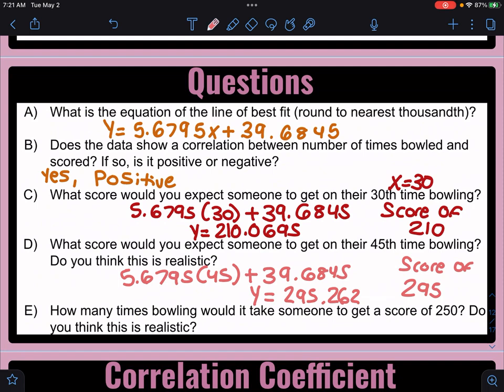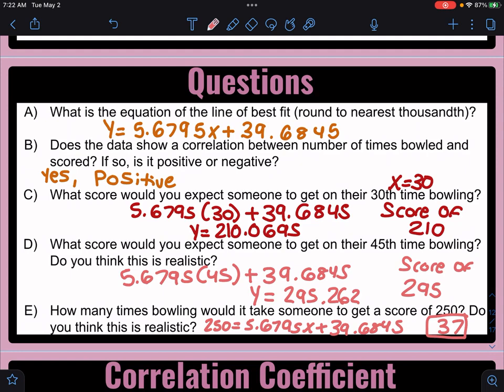Alright, now it says, how many times would it take someone to get a score of 250? Well, let's see. We're going to make 250 equal to 5.6795x plus 39.6845. I'm not going to be able to show all my work here, but I'm going to subtract 39.6845, and then I'm going to divide by 5.6795. And I would get 37. Is that realistic? Yeah, it's realistic for somebody to bowl 37 times. That's not that hard.